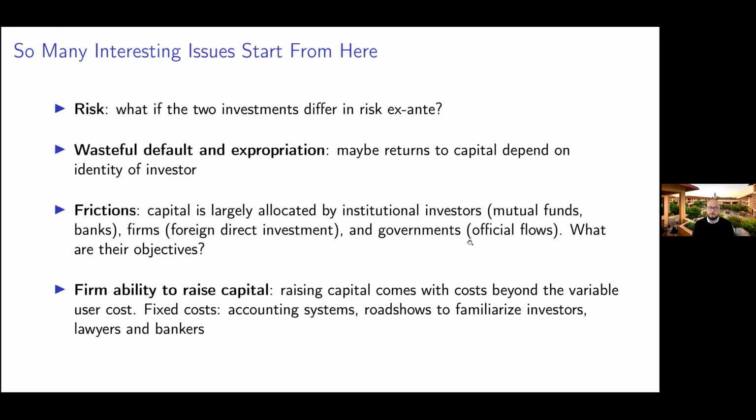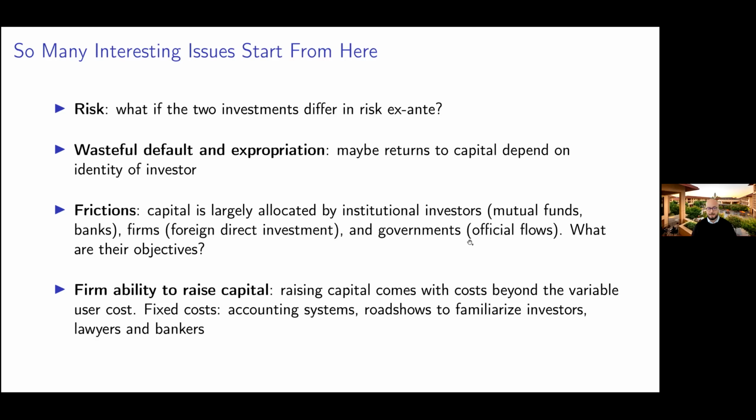So this very simple benchmark has been such an interesting place to start asking questions. People have started thinking about risk. Well, what if these two firms have different risks? You wouldn't want to always put all your money into the firm with the highest return. You want to risk adjust. What if there is wasteful default or expropriation? Maybe the returns to the investment depend on the identity of the investor. Maybe foreign investors get a much different rate of return than domestic investors because we selectively expropriate the foreigners.